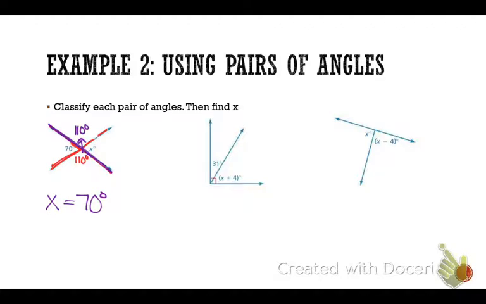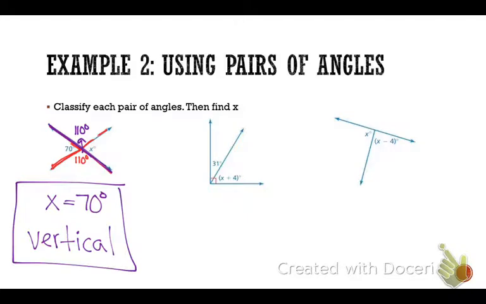Now, of course, on this answer, it was just x equals 70. However, we did have to say that they are vertical. It says to classify, so you have to call them vertical. Vertical angles. Okay, vertical angles.